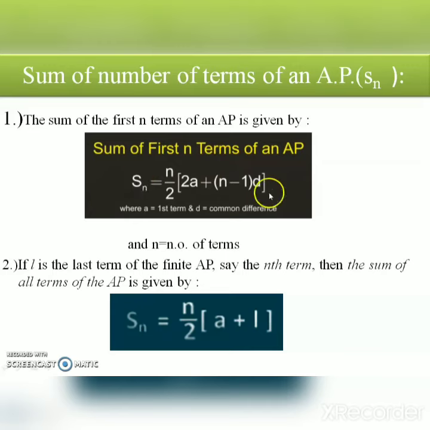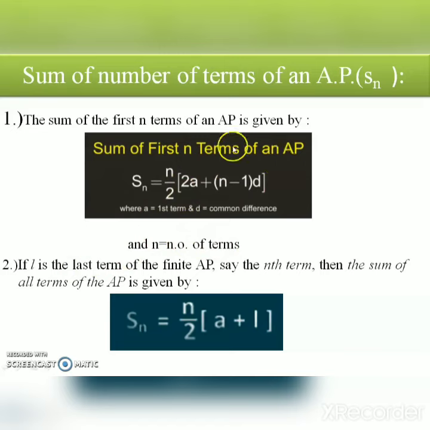First formula is used if you know the value of a, n, d, or if the series is given to you. You can easily find out the sum of the first n terms with this formula. Whereas here, if you observe, the formula is Sn is equal to n by 2 into 2a plus (n minus 1) into d. Here a is the first term, d is the common difference and n is the number of terms.